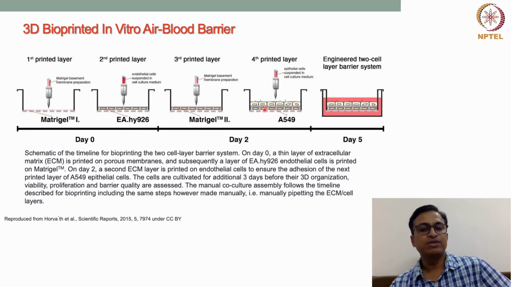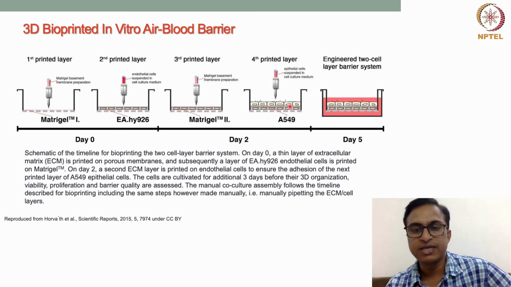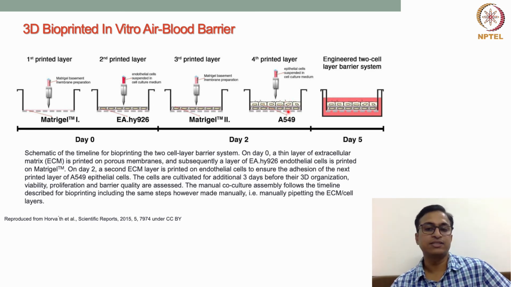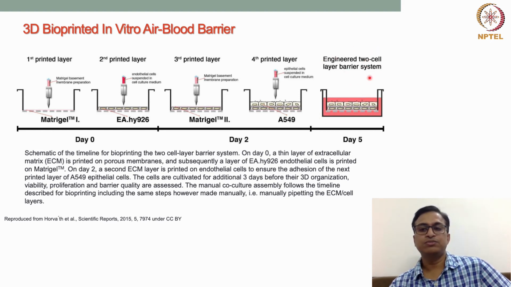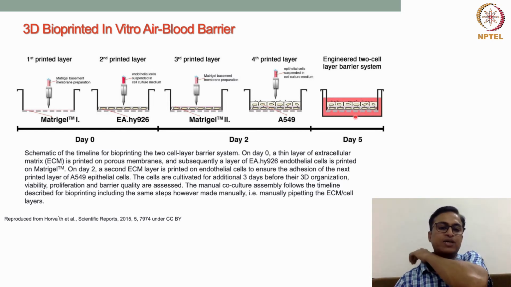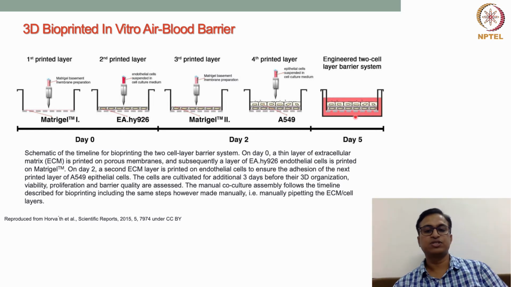Now, what do you see here? We get an epithelial layer and an endothelial layer, two different layers, and in between them a layer of Matrigel is present. So the Matrigel is acting as a basement membrane, separating these two cell monolayers. So this is the engineered two-layer culture system. Then they cultured the whole thing in media, where they provided all the necessary conditions for the maturation of this structure.